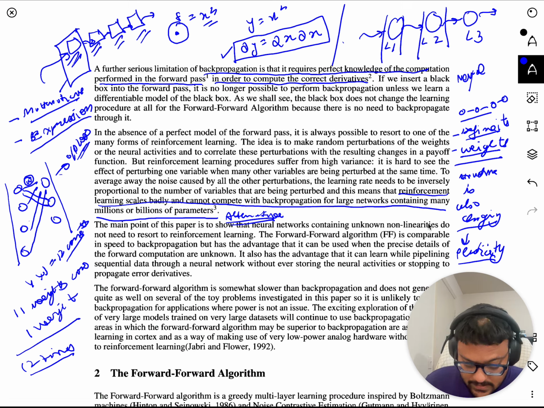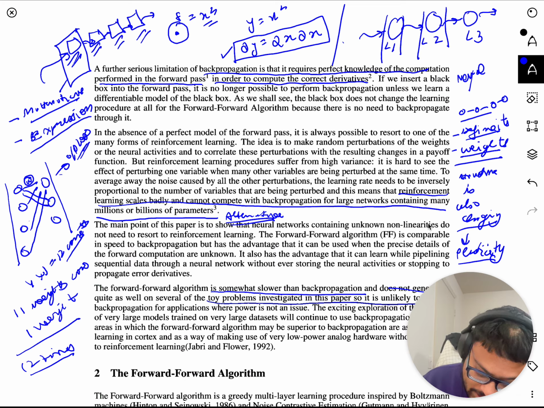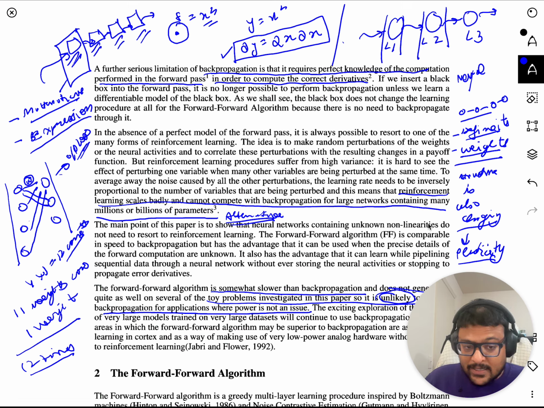Okay, so now this is good. We can see that there are several problems in backpropagation. Another thing which he writes is that the forward algorithm is somewhat slower than backpropagation, and it does not generalize as well as backpropagation. It is unlikely that it will replace backpropagation for applications where power is not an issue. So even though he invented this new algorithm, backpropagation will still remain the workhorse.